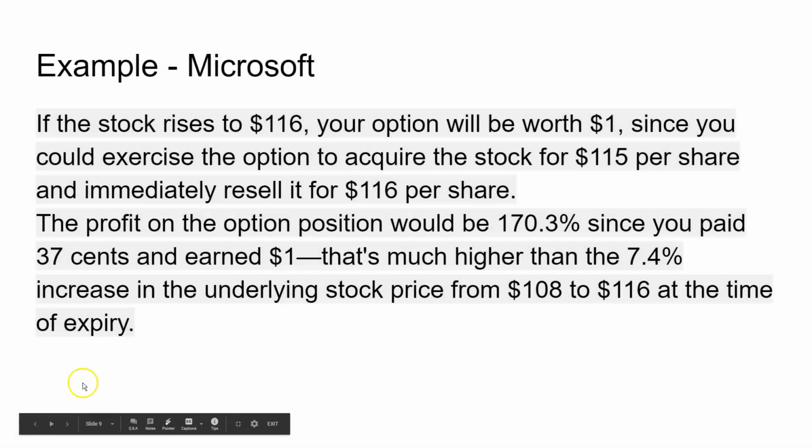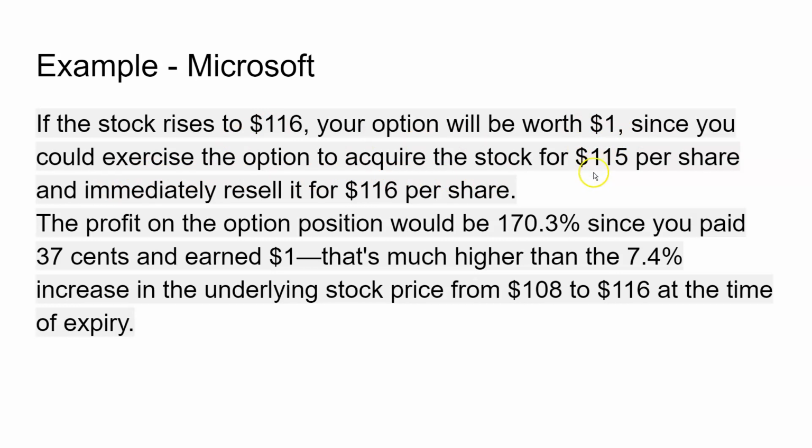So let's continue. If the stock rises to $116, your option will be worth $1, because the option is worth how much more the stock is above your strike price. So since you could exercise the option to acquire the stock at $115 per share and immediately resell it for $116 per share, you would make $1 per share. The profit on the option position would be 170.3%, since you paid 37 cents and you earned $1, which is way higher than the 7.4% move when it went from $108 to $116.